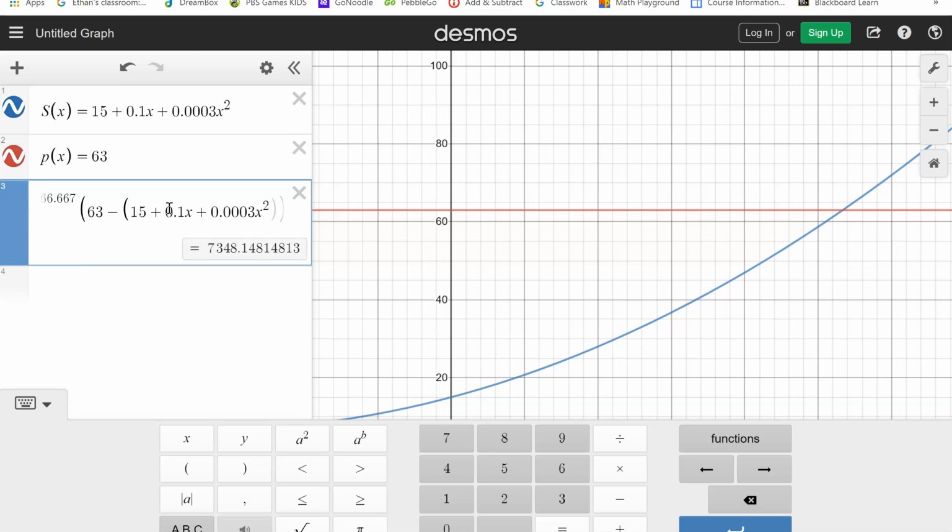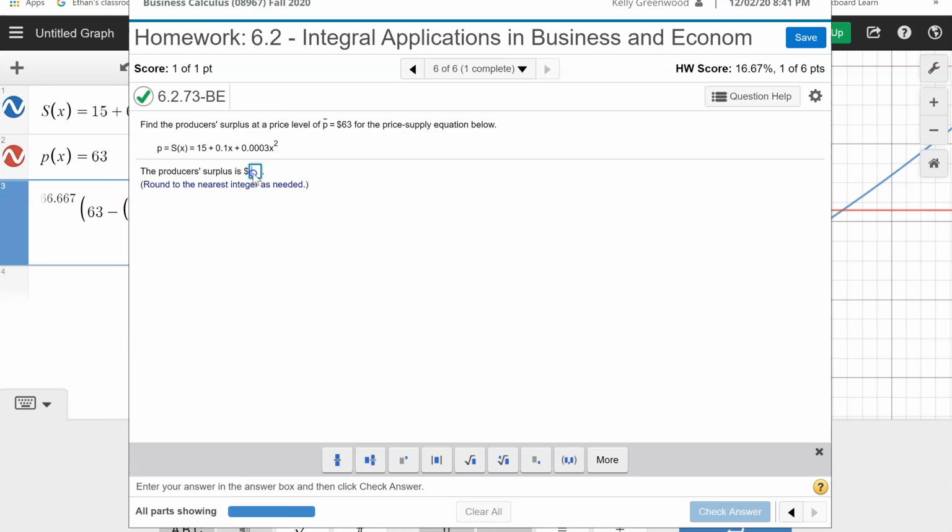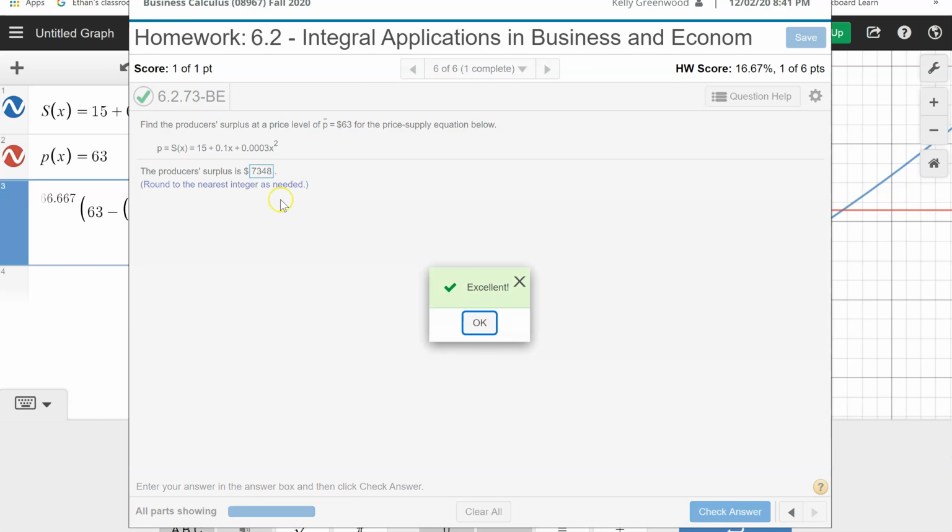And I see I get the exact same answer, and I believe it said to round to the nearest integer, so the nearest dollar in this case. So I'm going to type in 73.48. So that would round to 73. So let me go ahead and do that. So 73, just 73. Okay, nearest integer.